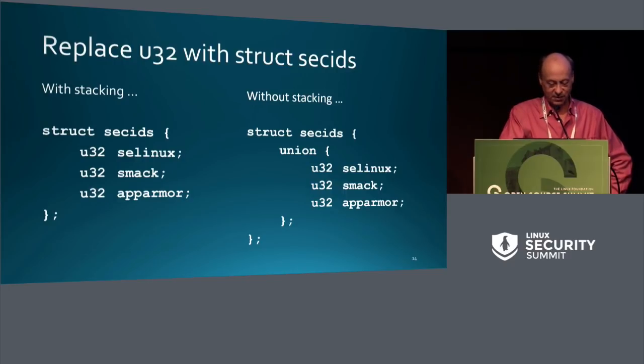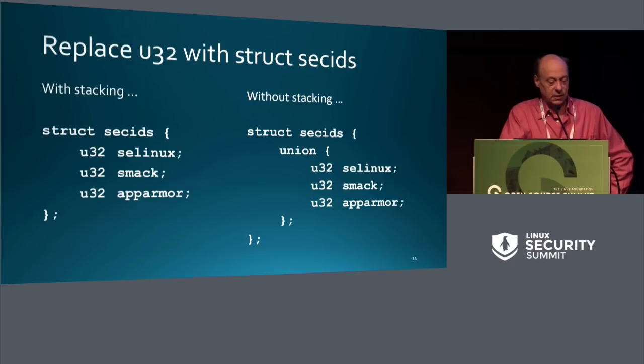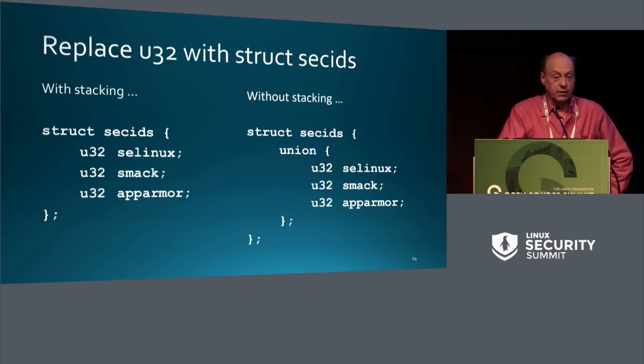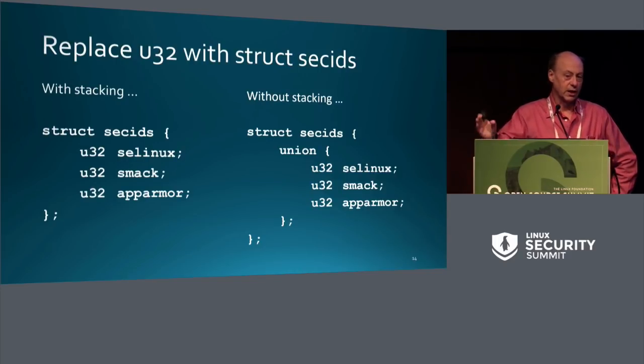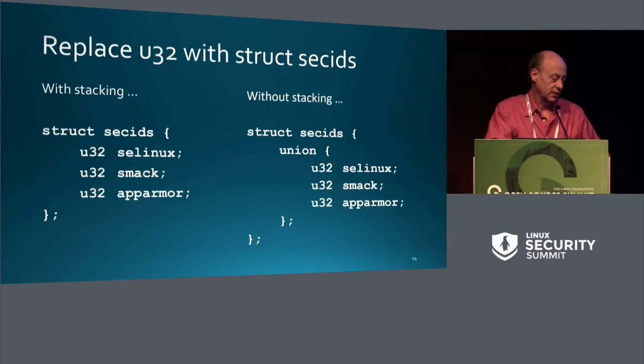And this is one of the more major pieces of construction that needs to be done on this. That is, we have to replace that 32 bits with a structure that has information from all of the security modules that are using sec IDs in order to propagate that. Now, with stacking, we have a structure here that's got, in this example, three instances for SELinux, SMACK, and AppArmor. And if we don't have stacking, we just make it a union instead, and so you still only have one. So we're not adding a lot of expense there, especially in the non-stacking case.